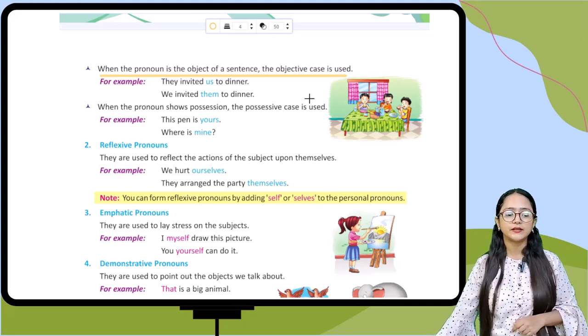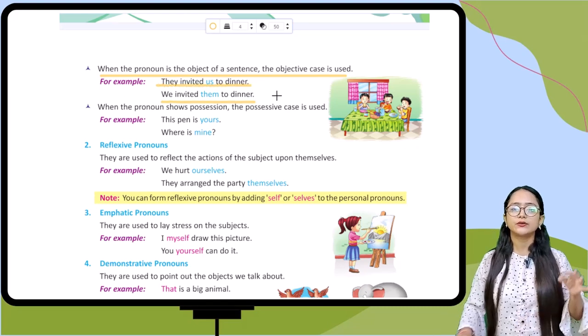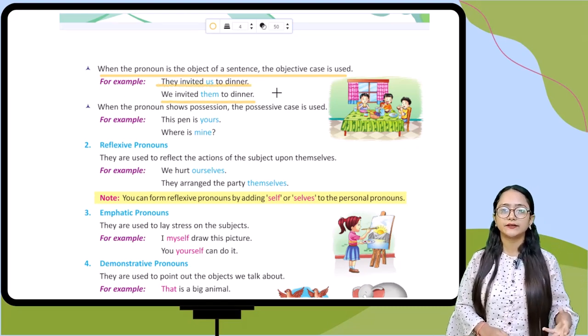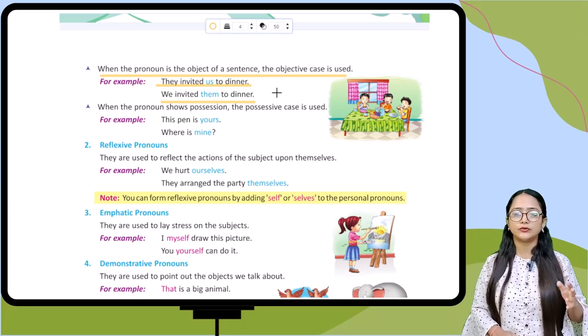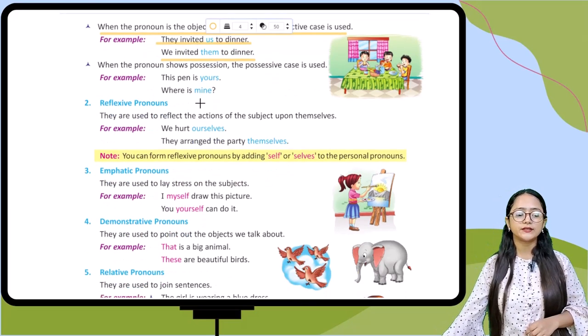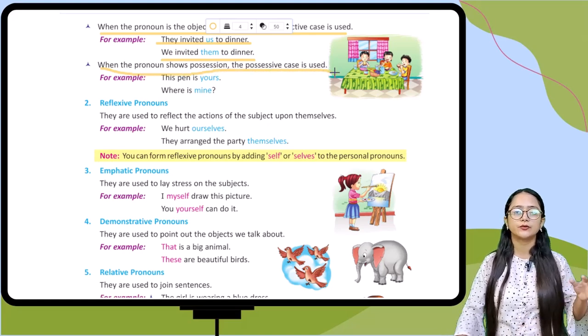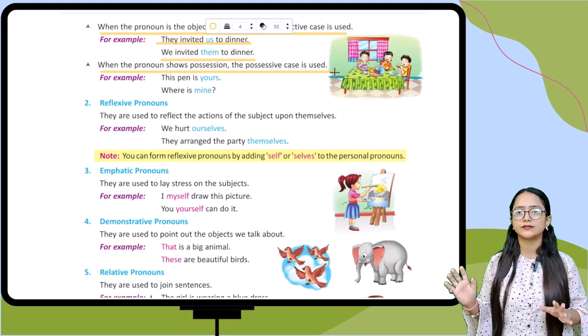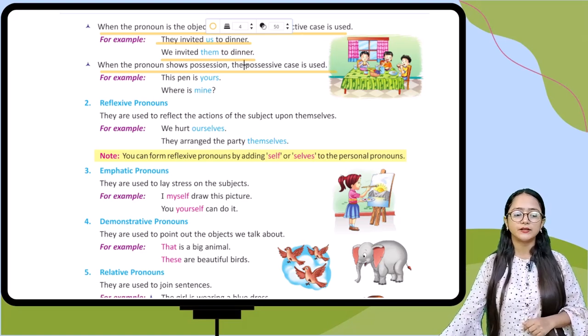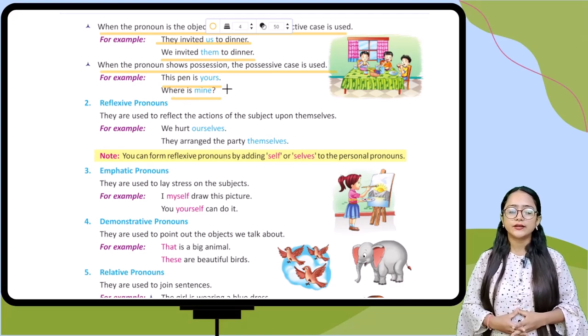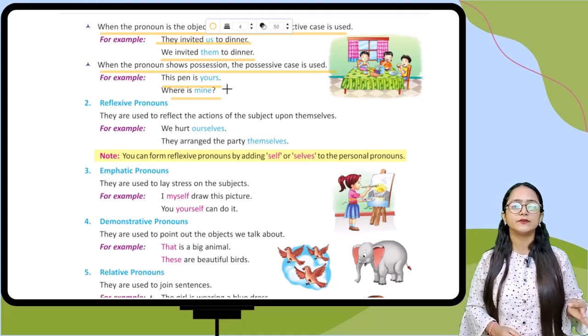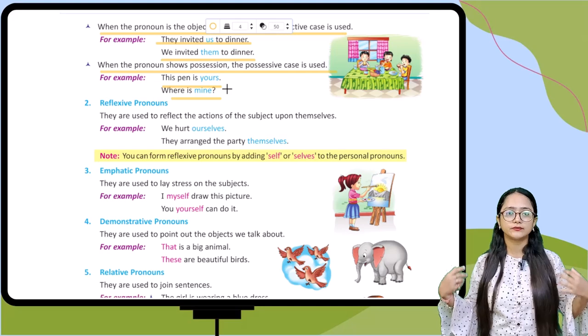For example, they invited us to dinner, we invited them to dinner. Okay, so here us, them is in the objective case of that pronoun. Now the next point is when the pronoun shows possession, the possessive case is used. For example, this pen is yours. Where is mine? So here you can clearly see the possessive one, which is talking about yourself only.